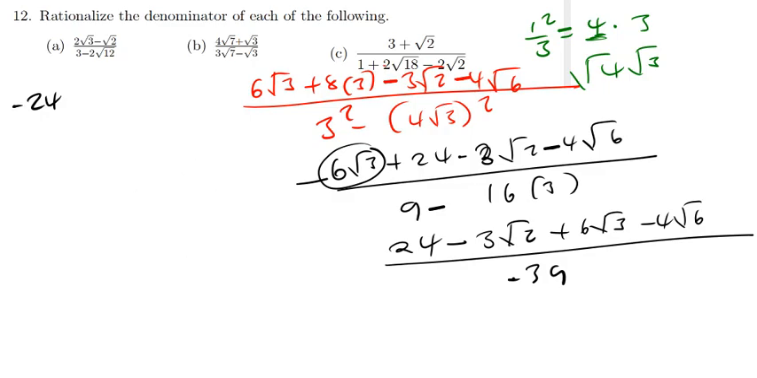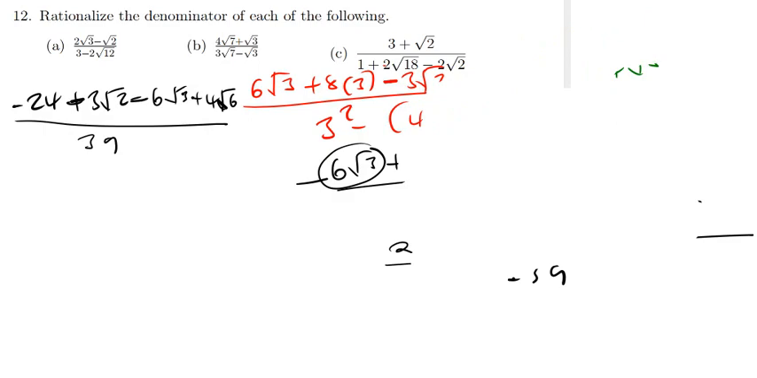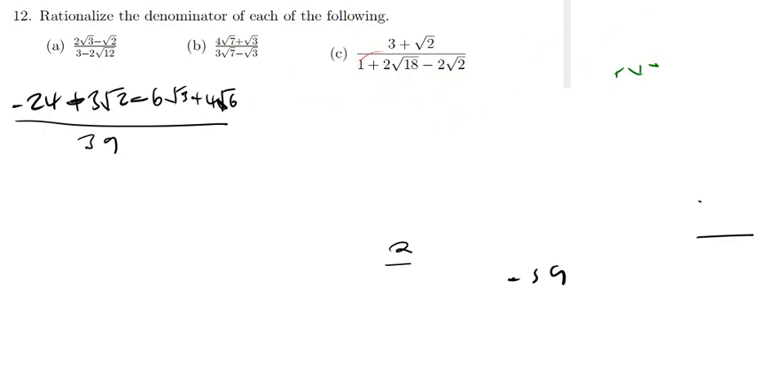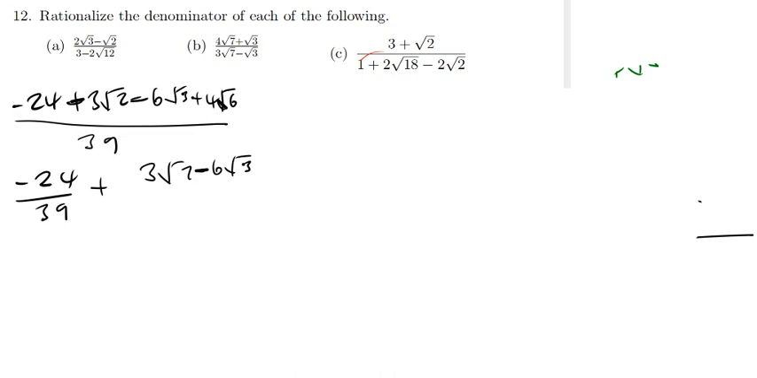So we are dividing everywhere by negative, sorry. So here now it will be negative, here it will be positive 3 root of 2, then here it will be minus 6 root of 3 plus 4 root of 6. Everything now is divided by 39. So the way you have to leave your answer, it should be in the form of: I'm going to write this negative 24 divided by 39 like that, then plus 3 root 2 minus 6 root 3 plus 4 root 6, then divide it again by 39.